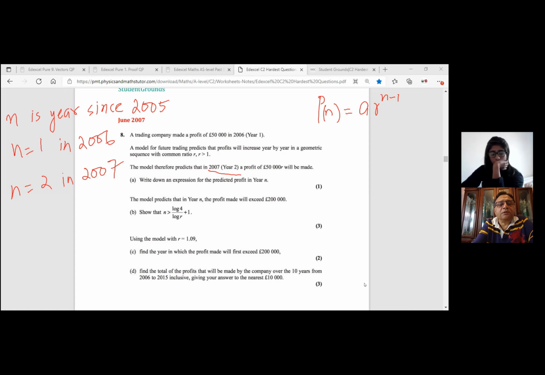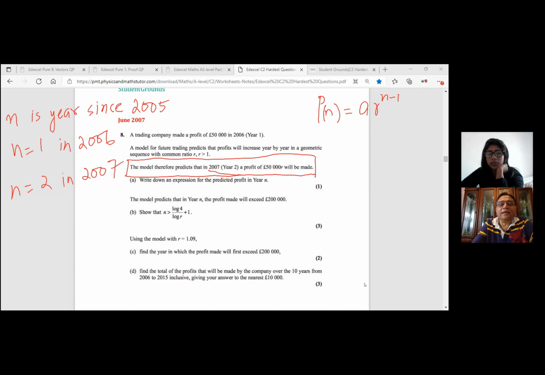In this particular statement, let me just put it in a box. Can you please read this once again? The model therefore predicts that in 2007, year 2, a profit of 50,000 R will be made. So it is 50,000 R. That means if I put 2 as the value of N, I should get 2 minus 1, which is R. So the formula works for us. You get the idea?